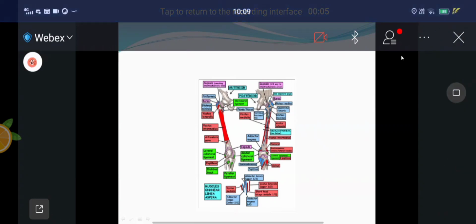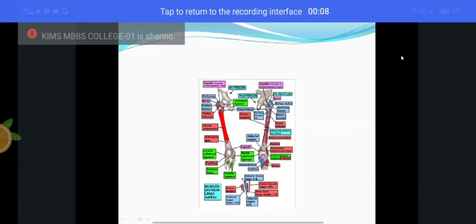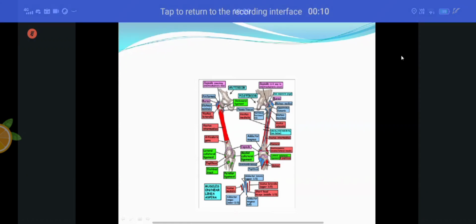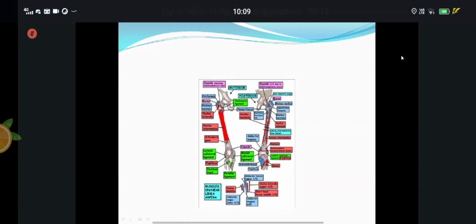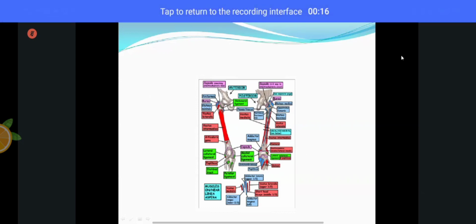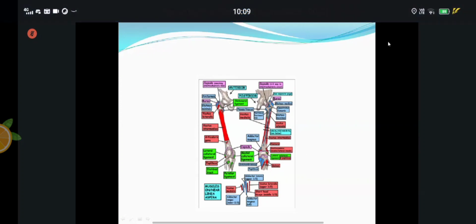In the thigh region, you have the anterior compartment and the posterior compartment. Along with these two compartments, we have the adductor compartment. So now coming to the front of the thigh. Front of the thigh means what? Which compartment are we speaking about?